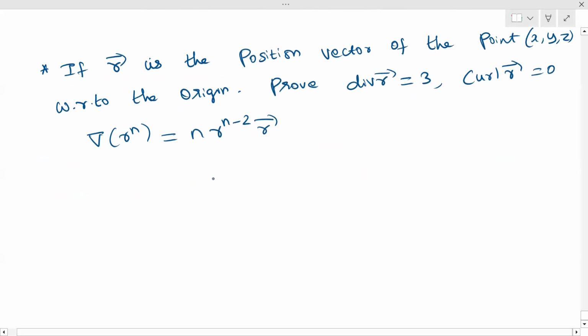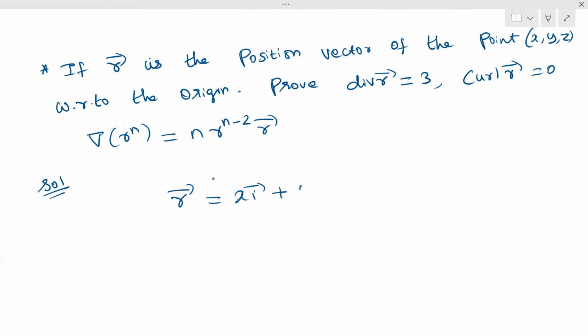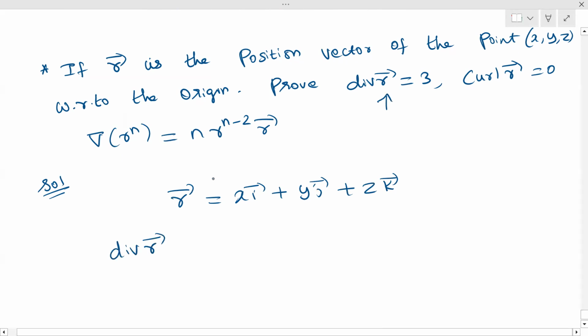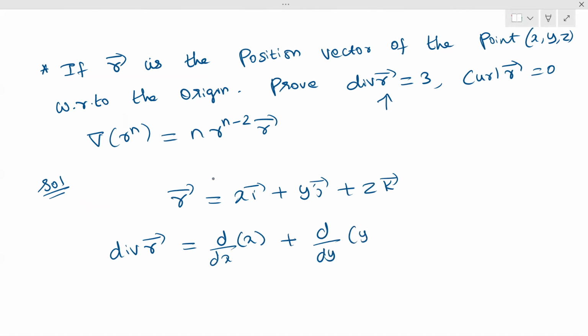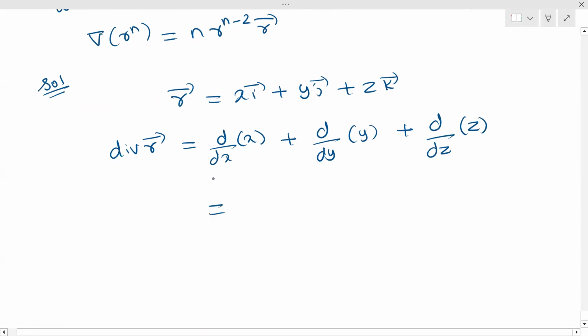See this problem here, they have given r vector is nothing but the position vector of any point with respect to the origin. So we can write r vector as xi plus yj plus zk. Here the first one is we have to find divergence of r vector. That is a very simple one. Dou by dou x of the i component, that is x, plus dou by dou y of the j component y, plus dou by dou z of the k component, that is z. So which is nothing but 1 plus 1 plus 1, which is equal to 3.